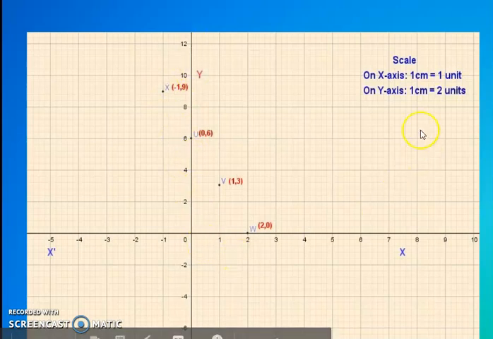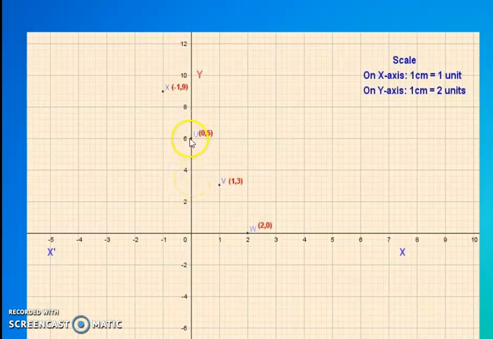Now, let us plot the points. We have considered first (0, 6). So, x value is 0 and y value is 6. You know, all the ordered pairs whose x value, x coordinate is 0 lies on y-axis.